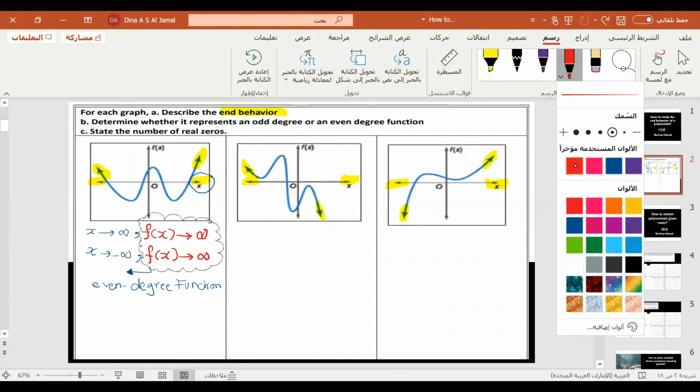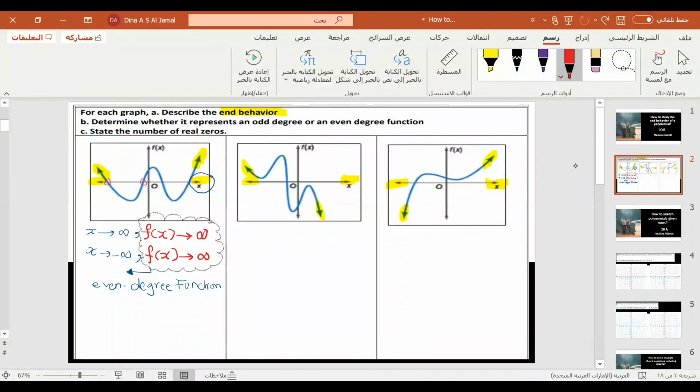Now, how can we state the number of real zeros? You should look at the intersection with the x-axis. How many times did the graph intersect with x-axis? 1, 2, 3, and 4. That means we have 4 real zeros. Now let's go to the other graph.